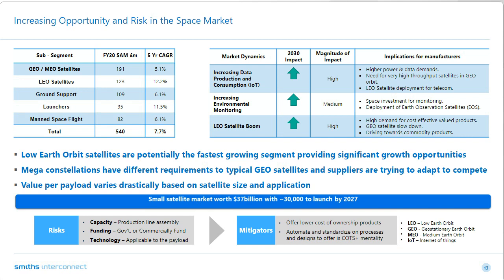Also, during the next decade, we'll see GEO satellite demand slow down with the move to more economical constellations with shorter lifespans. With these shorter lifespans, the technology and function of these satellites will improve more rapidly. Risks in the LEO market will be based on manufacturers, customer capacity, funding, and technology. The suppliers who are able to adapt quickly will be successful in this area.